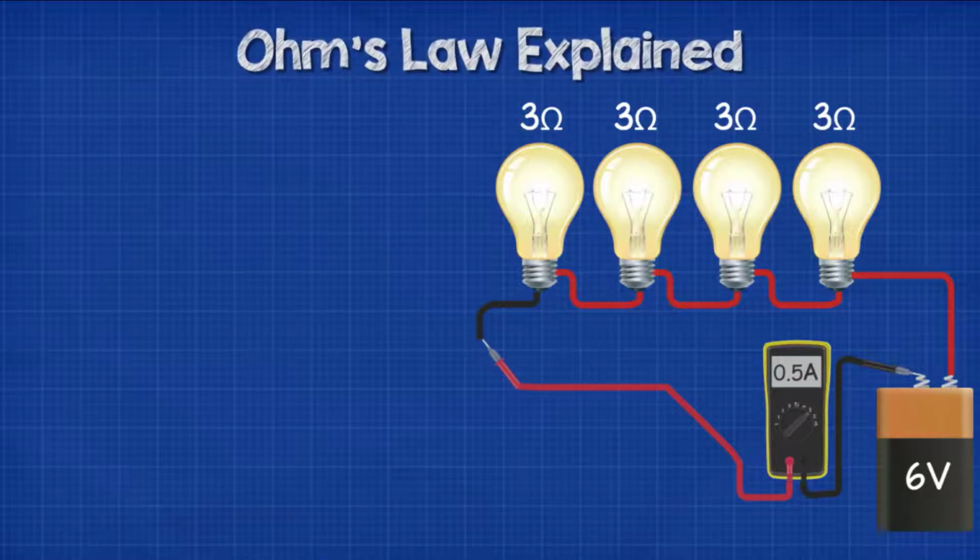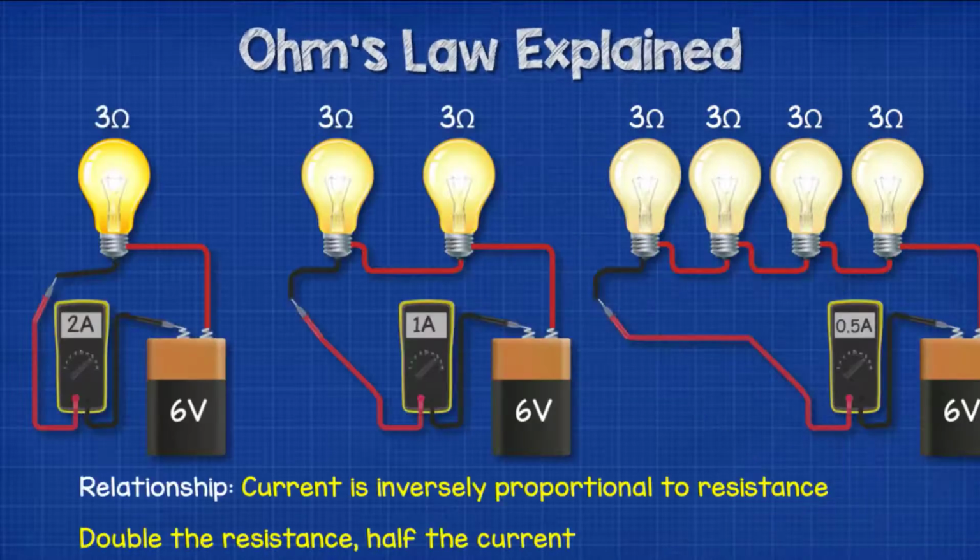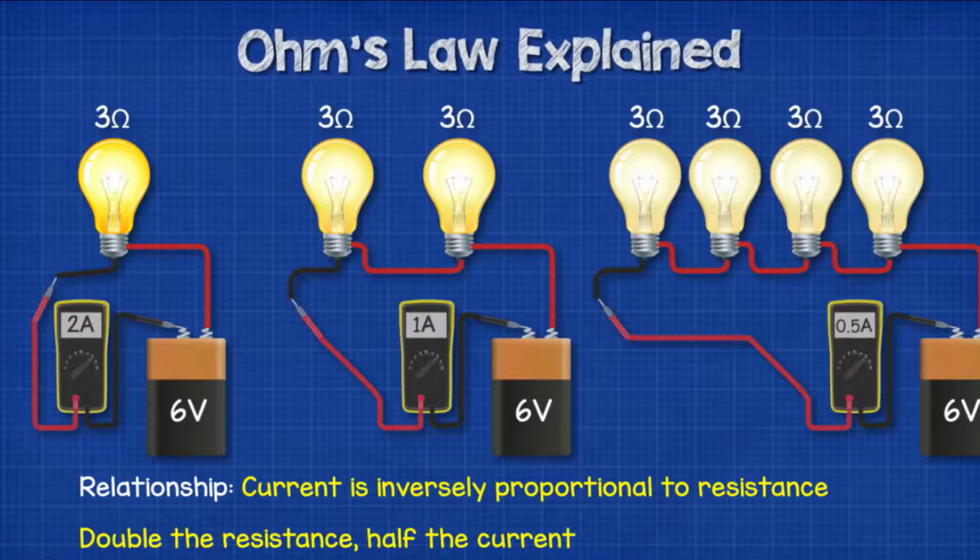We can visually see this because the lamps will become less bright as the current reduces from the increase in resistance. So what's the relationship here? We can see that the current is inversely proportional to the resistance. When we double the resistance, the current will decrease by half. If we halve the resistance, the current will double.